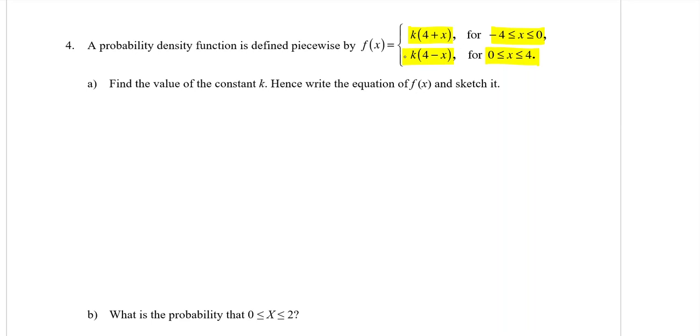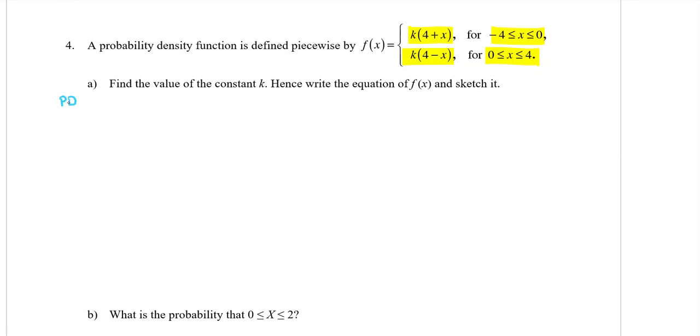We've seen functions like this before. We just haven't necessarily integrated them. Here we go. We need to find the value of the constant that would make that a PDF, which means that its area would be equal to 1. It says, and hence write the equation of f of x and sketch it.